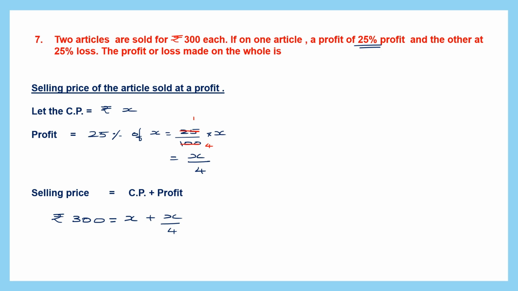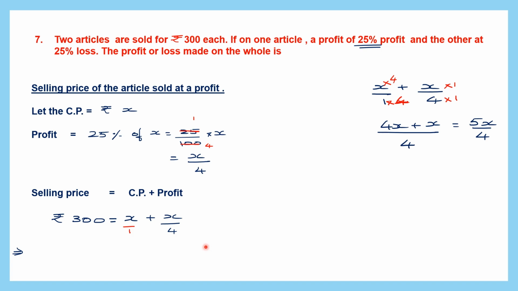To find the value of X, we have to find the LCM here. So we write X plus X by 4. We give the first X the denominator 1. Now the LCM is 4. So 1 into 4, and here X into 4. X into 4 is 4X, plus here we have 4 into 1, so X into 1 is simply X. So 4X plus X is equal to 5X by 4.